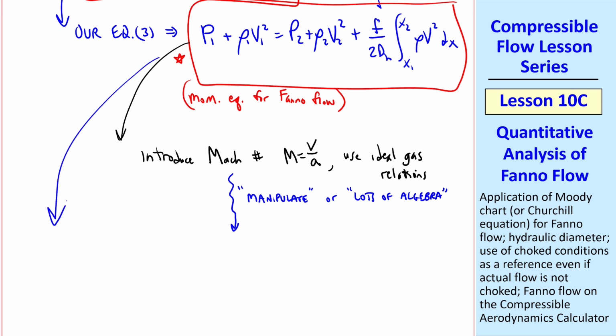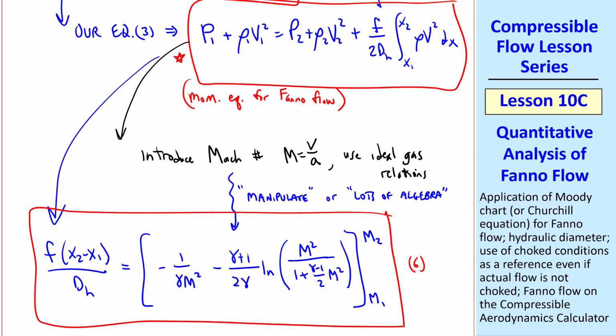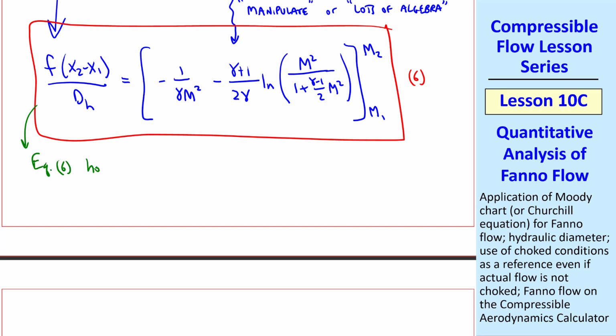But it turns out that we can write this equation as f (x2 minus x1) over dh equal negative 1 over gamma M squared minus (gamma plus 1) over 2 gamma times natural log of M squared over 1 plus ((gamma minus 1)/2) M squared. And the limits of calculation here are from M1 to M2. And this equation I'll call equation 6. And I'll comment here, equation 6 holds between any two x locations along the pipe, namely x1 and x2, where we move along the Fanno curve as we've discussed previously.